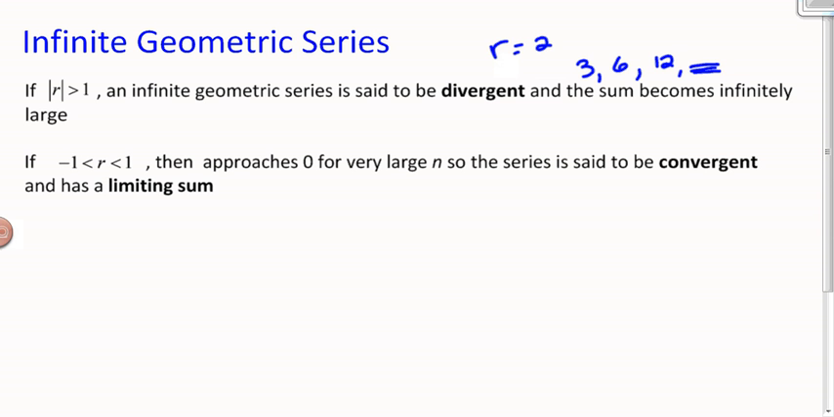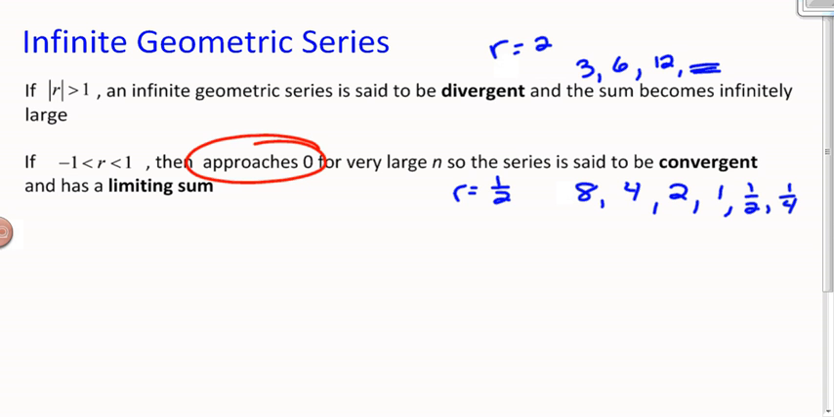Versus, if r is greater than negative 1 and less than 1, then at some point it's going to approach 0 for very large numbers of n, which is why it's going to converge and have a limiting sum. So a value that's between negative 1 and 1, let's say r was 1/2. We'll start with 8, and then my next term would be 4, 2, 1, 1/2, 1/4, 1/8, 1/16. As you keep finding those numbers, that number becomes so incredibly small, we say it approaches 0. It's almost like adding nothing.